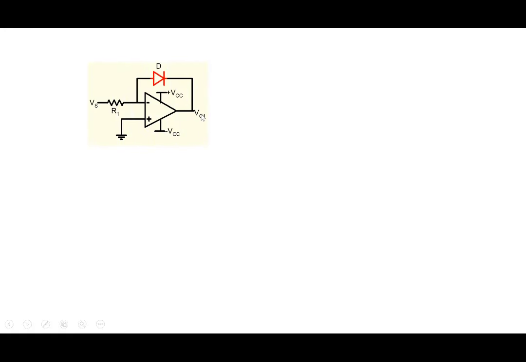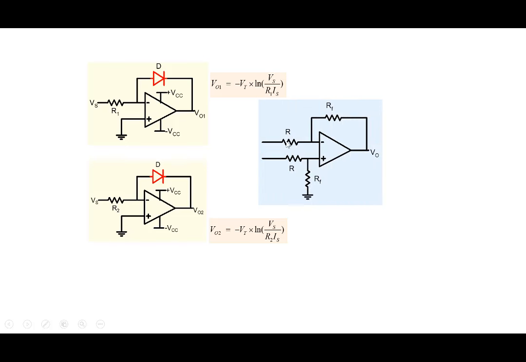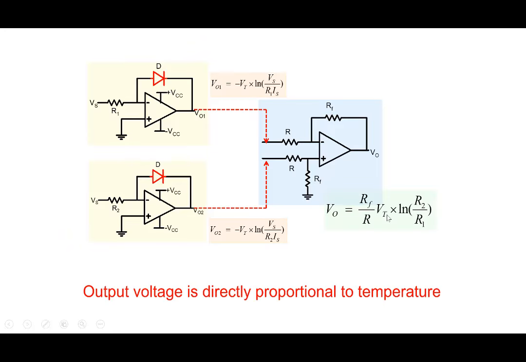Okay, so let's look at how we can do this. So this is V01 and this is V02. So we take two identical diodes, and the equation here is V01 is minus Vt ln Vs by R1 Is, V02 is minus Vt ln Vs by R2 Is here. And then we would like to take the difference of the two. So we have this adder subtractor block here. So we connect these up here. And the output we get here is Rf by R, Vt ln R2 by R1 here. And therefore, note that R2 by R1 is a constant, and Rf by R is also a constant. So thereby we get an output voltage which is directly proportional to temperature. So this can act like a good temperature sensor here.